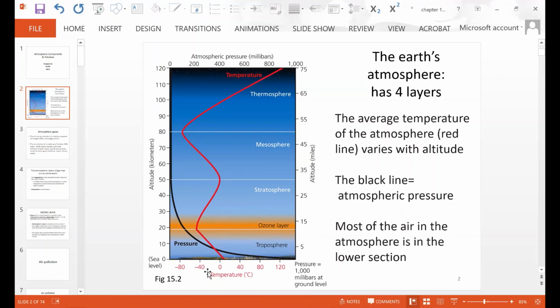Most of the air molecules in the atmosphere are in the lower section. As you can see, there's higher air pressure down here. The troposphere is the layer that's the closest to the Earth's surface. Atmospheric pressure is in millibars. The scale is up here. So as you can see, most of the air pressure is down near the Earth's surface.